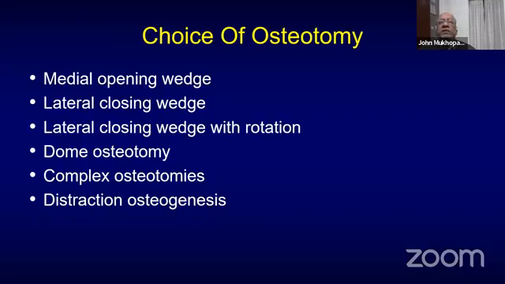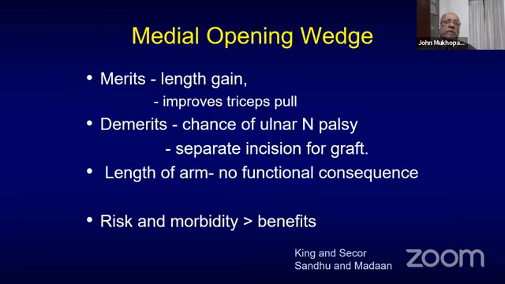Now, there's a whole range of osteotomies, as I mentioned. Broadly, they can be classified into the medial opening wedge, the lateral closing wedge, the dome osteotomies, and complex osteotomies, as well as distraction osteogenesis. Now, the lateral closing wedge osteotomy has various variations, which we will talk about during the course of the talk, okay?